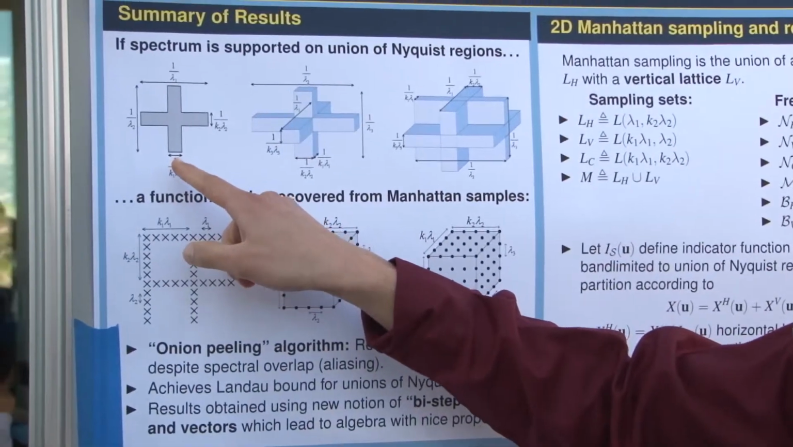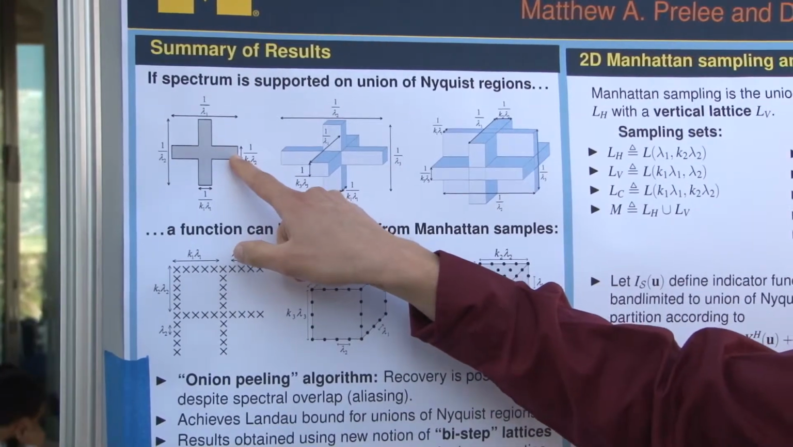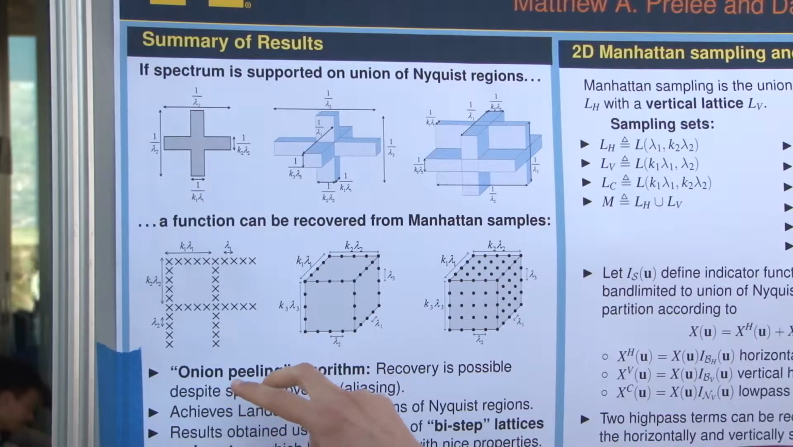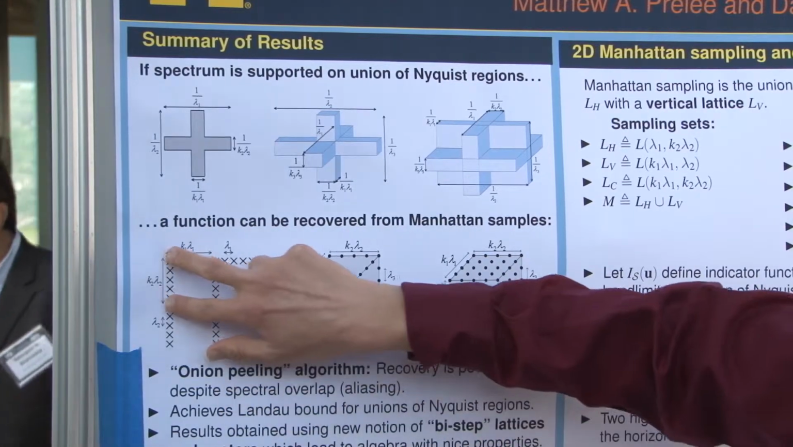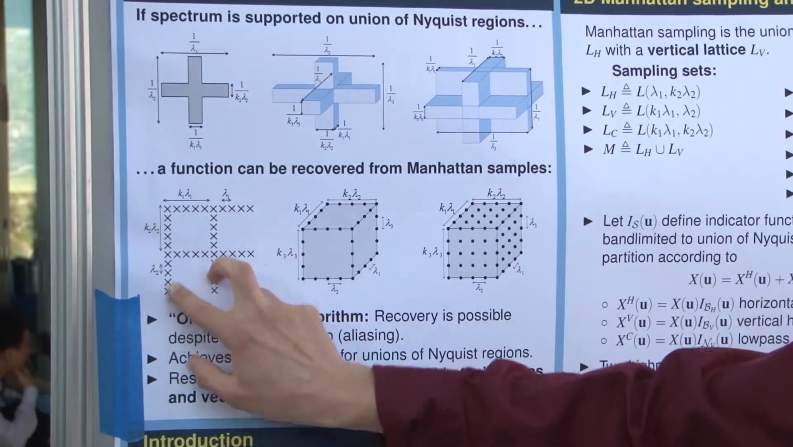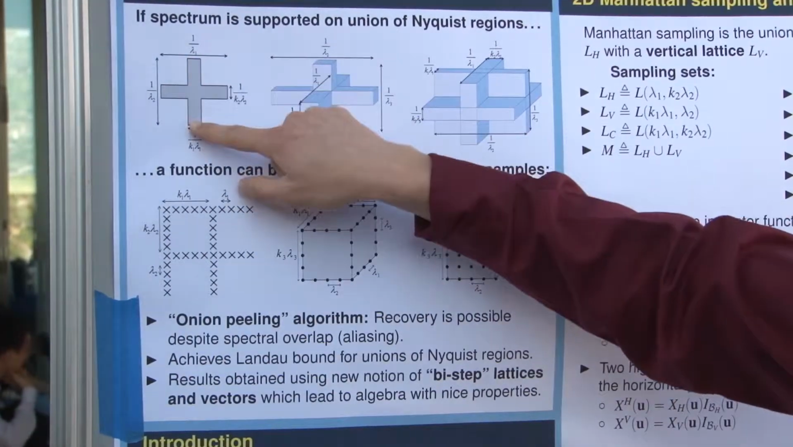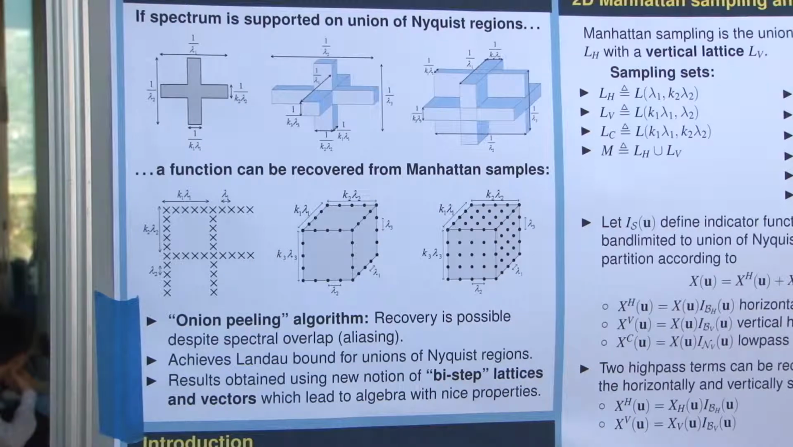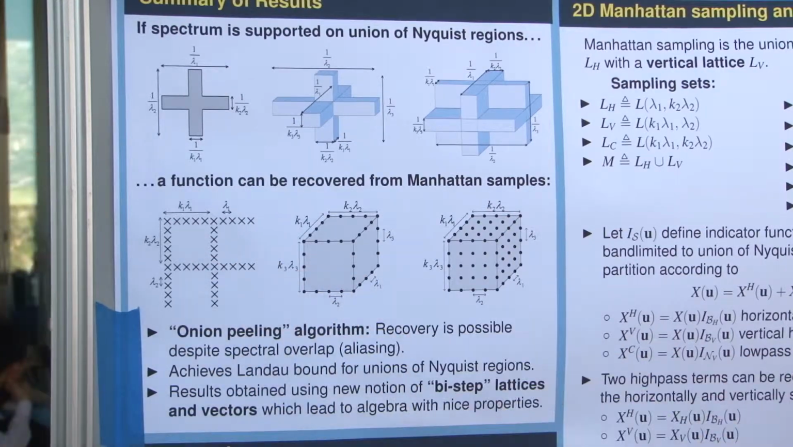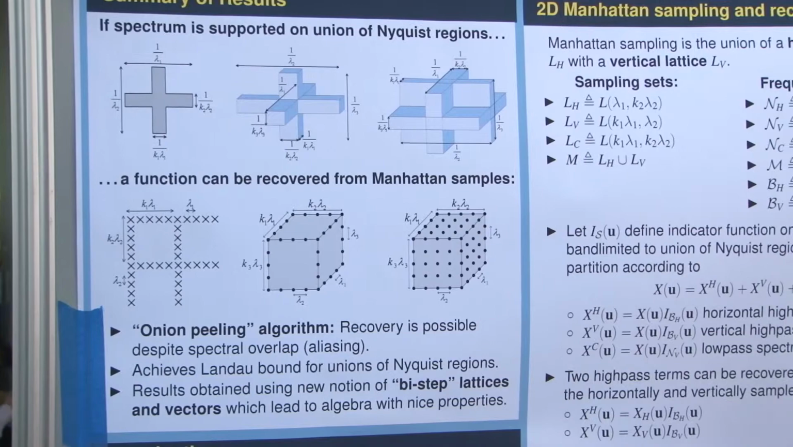One is a horizontal Nyquist region and one is a vertical Nyquist region. And then we have lattices corresponding to those Nyquist regions. This horizontally dense lattice corresponds to this Nyquist region, and this vertically dense lattice corresponds to this vertical Nyquist region. Turns out you can recover an image that's band limited to this region from these samples. And furthermore, it's optimal in the Landau sense.